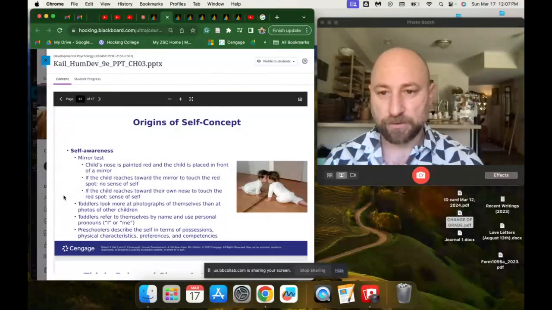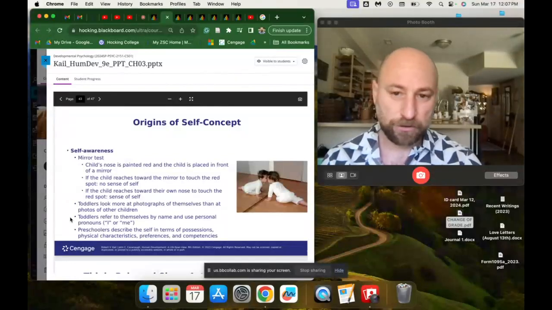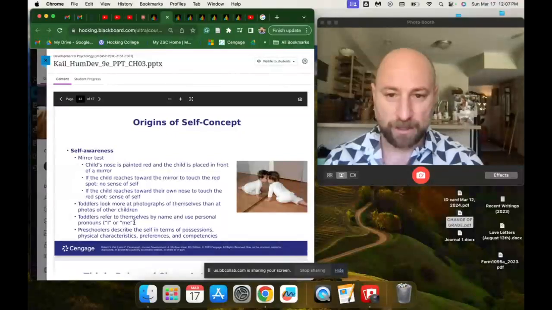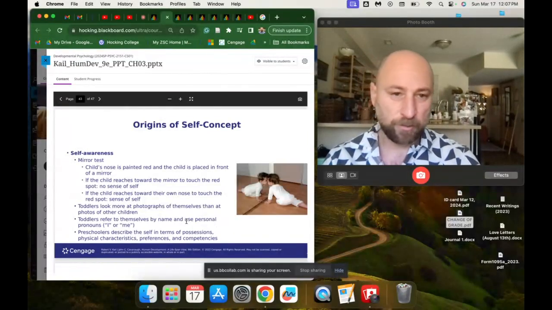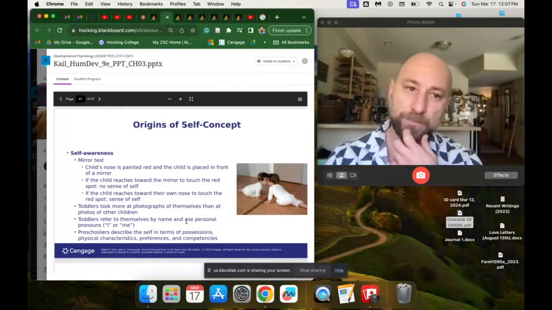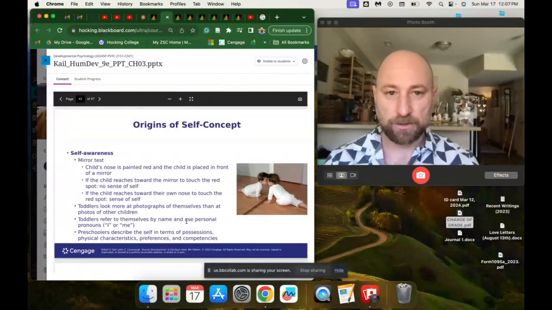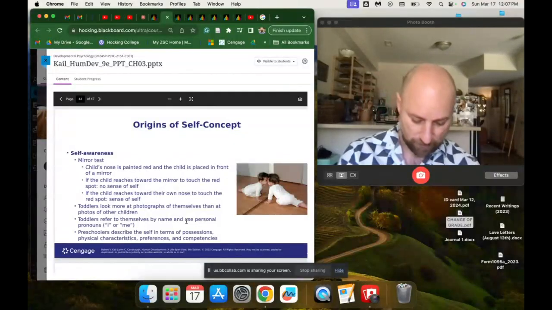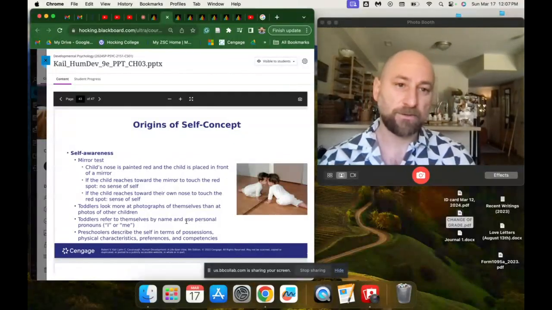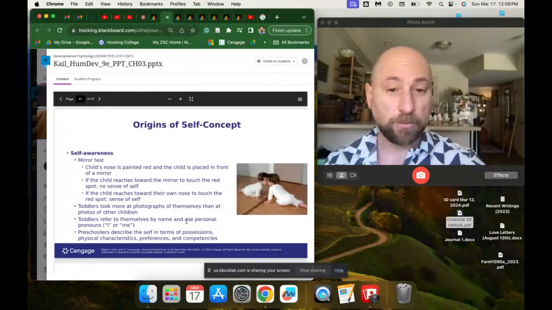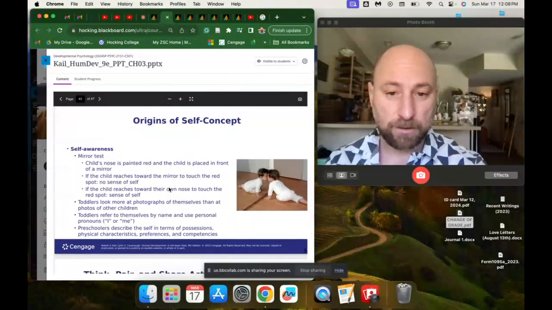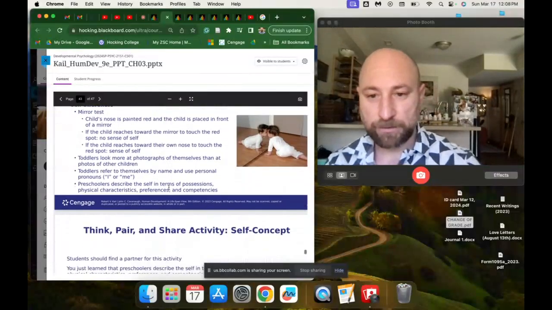Toddlers look more at photographs of themselves than photos of other children. Toddlers refer to themselves by name and use personal pronouns like I or me. Preschoolers describe the self in terms of possessions, physical characteristics, preferences, and competencies. So by the time children are able to use language, they have some kind of sense of self. How early, it's hard to tell because the mirror test is a pre-language test. Maybe it is even before that, but children can't move well enough to do it.